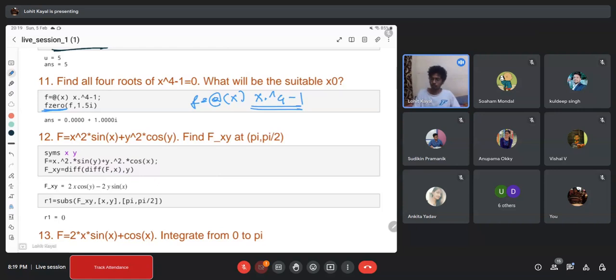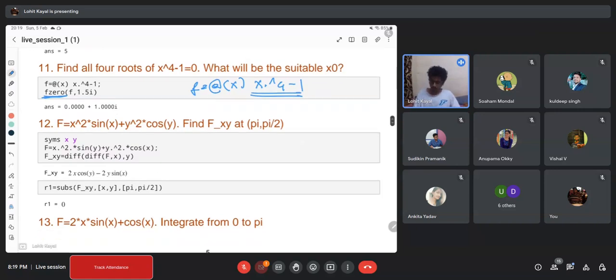Now I told Shoham to find the roots for it. So he showed that the roots are 1, minus 1, 1i and minus 1i. Okay, now let me just draw this. It will be necessary to understand fzero. So here are 4 roots. These two are real roots, plus 1 and minus 1. These two are the imaginary roots, minus 1i and plus 1i.